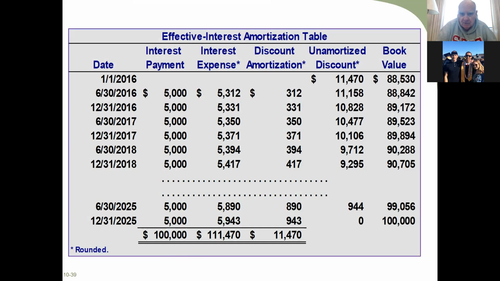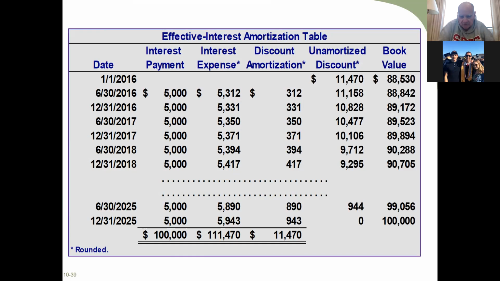And notice that the discount went down a little bit, right? Under the market effective interest rate method, you're going to have different numbers every period. In this case, you take the market percentage of the book value, you get 5,331, but then you go, oh, well, we only agreed to pay 5,000 a month. So then you take the difference and you make that a liability.